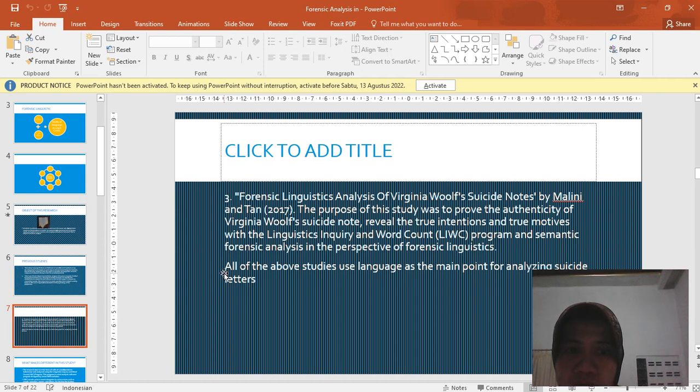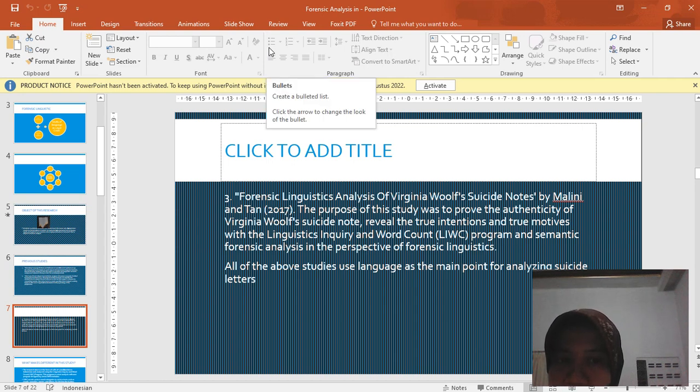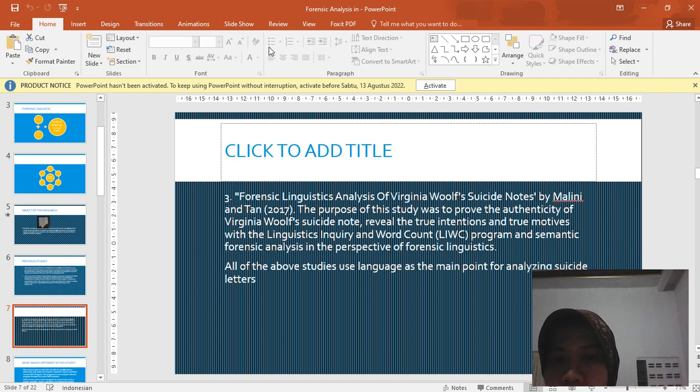And the last reviewed study is Forensic Linguistic Analysis of Virginia Woolf Suicide Notes by Malini and Anindita, 2017. The purpose of this study was to prove the authenticity of Virginia Woolf's suicide note, reveal the true intentions and true motives with the linguistic inquiry and word count or LIWC program and semantic forensic analysis in the perspective of forensic linguistics. So all of the studies use language as the main point for analyzing suicide letters.